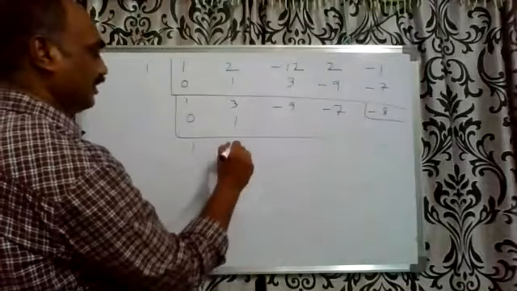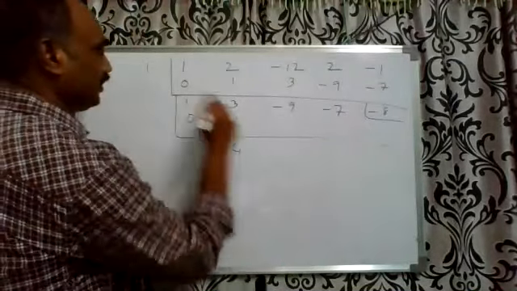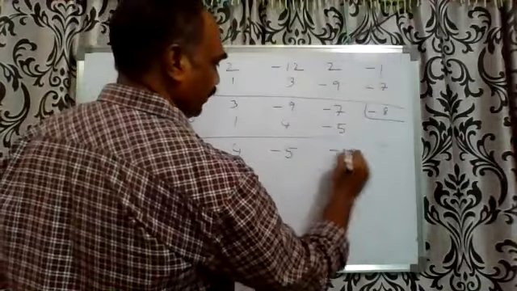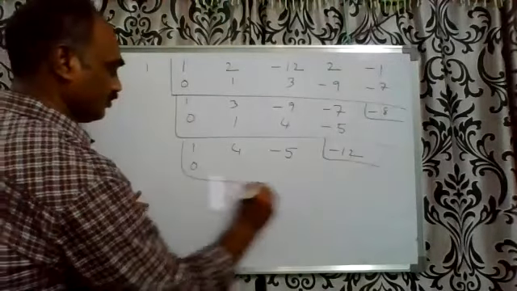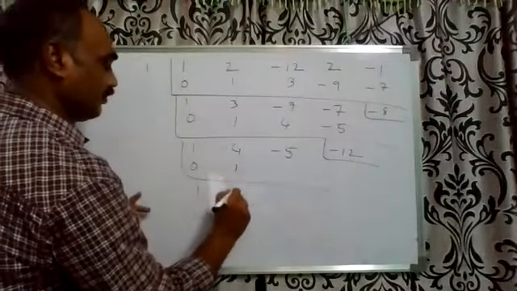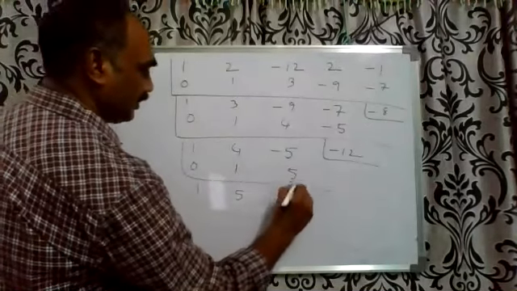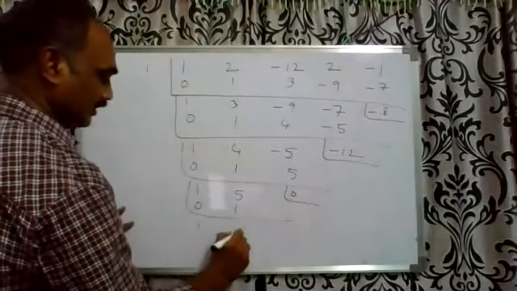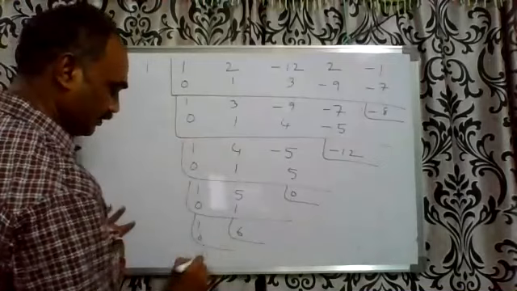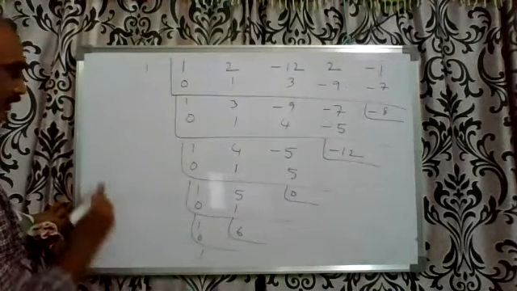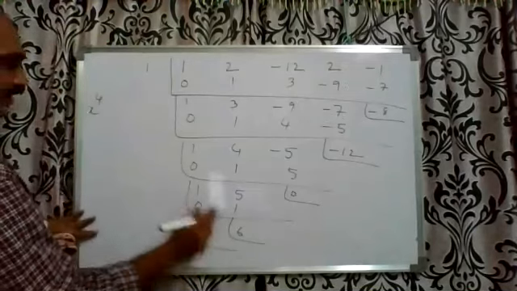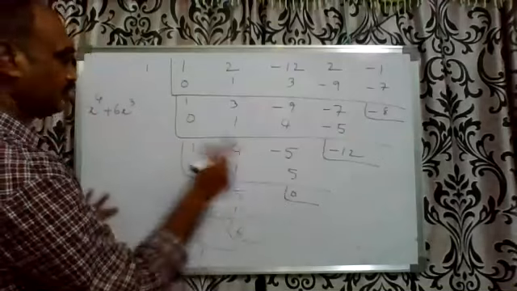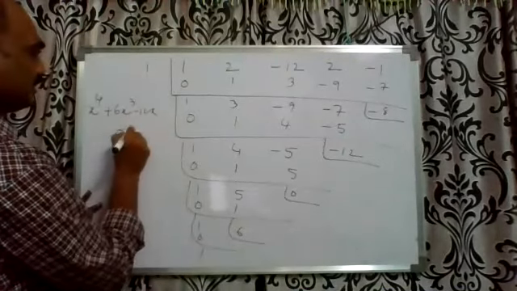1, 1 into 1, 1, 3 plus 1, 4, 4 into 1, 4, minus 5 into 1, minus 5, minus 12. Next 0, 1, 1 into 1, 1, 4 plus 1, 5, 5 into 1, 5. Here 0, 1, 1 into 1, 1. Here 6, 0, 1. So the answer is x to the power of 4 plus 6x cube, plus 0 into x square, minus 12x minus 8 is equal to 0.